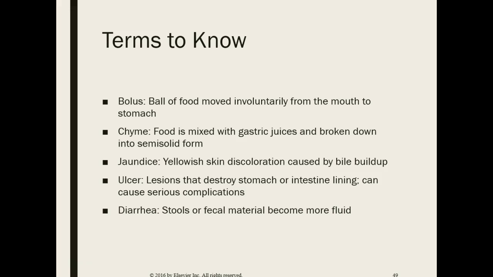A couple more terms to know. So the bolus is that ball of food that's moved from the mouth to the stomach. Chyme is the food that's then mixed with the gastric juices and broken down into a semi-solid form. Jaundice refers to the skin discoloration that's caused by bile buildup. The skin will take on kind of a yellow tinge, specifically in the eyes, you'll notice it.